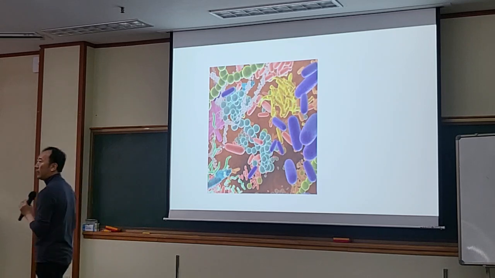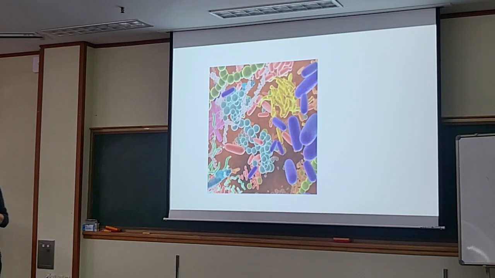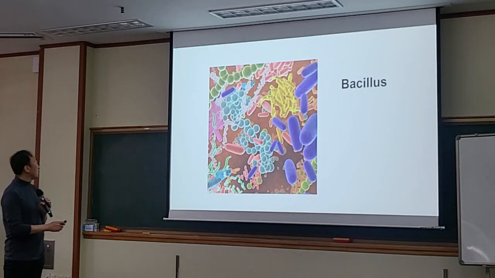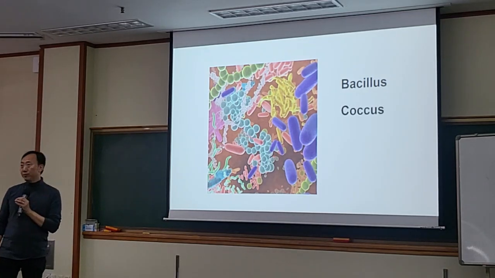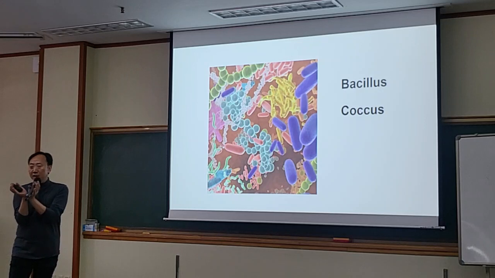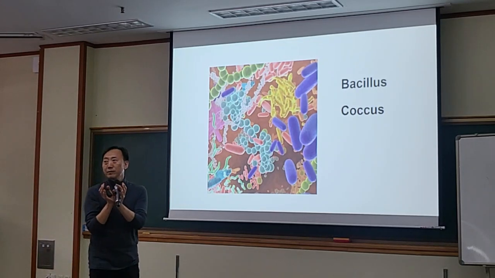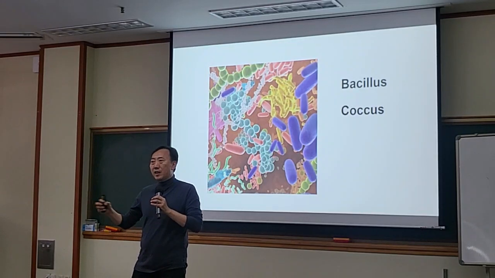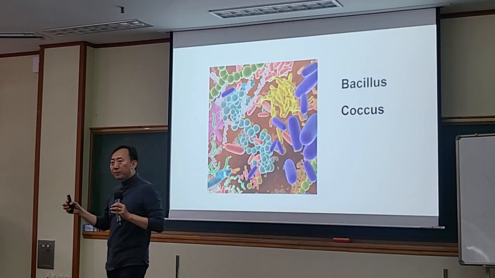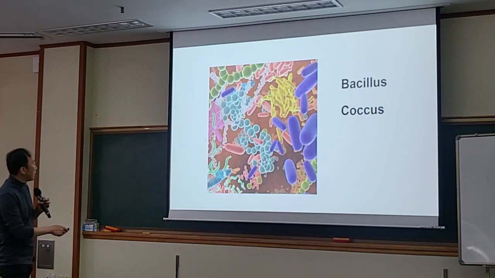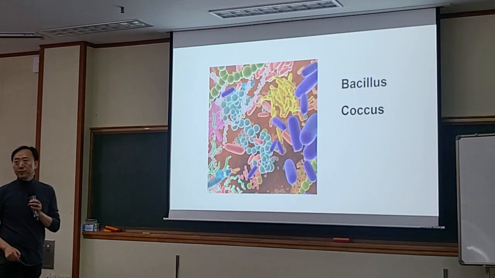Okay, so those bacteria, depending on their shapes, the most common rod shape is bacillus. And round shape like this, coccus. If they are connected together like a grape, then staphylococcus. Staphylo means grape. If they are in strands like this, then streptococcus. So depending on the shape, we call this a coccus and this a bacillus.